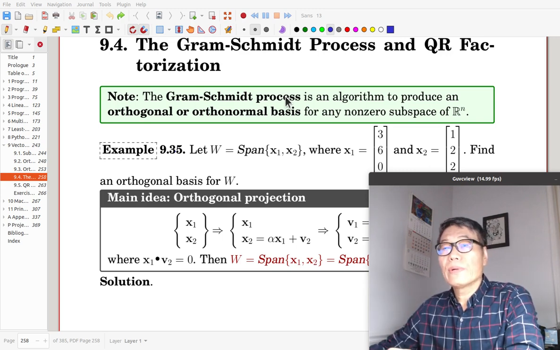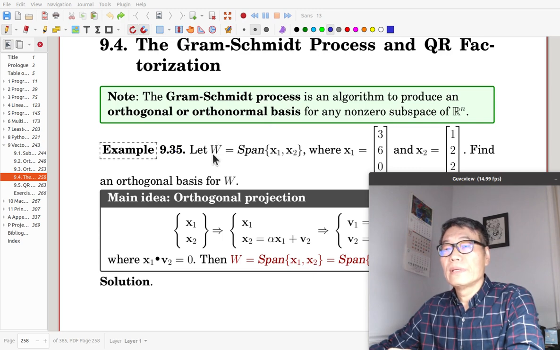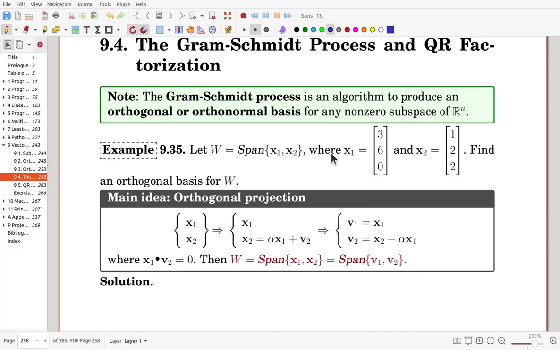See this example? W is the span of x1, x2. These two vectors are from R3. We'll try to find an orthogonal basis for W. The main idea of the Gram-Schmidt process is to use orthogonal projections.